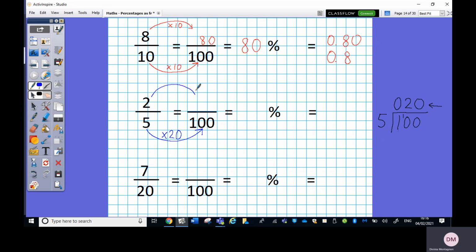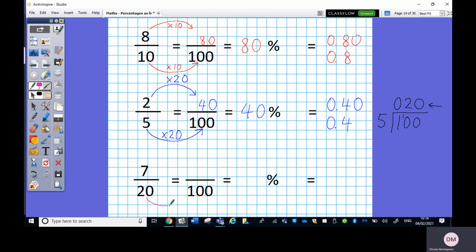Whatever I do to my denominator, I need to do to my numerator. So I'm going to multiply that by 20. 2 times 20 equals 40. So now I know that 40 hundredths equals, shout it out. Good. And as a decimal is 0.40 or 0.4. Right, what about the next one?